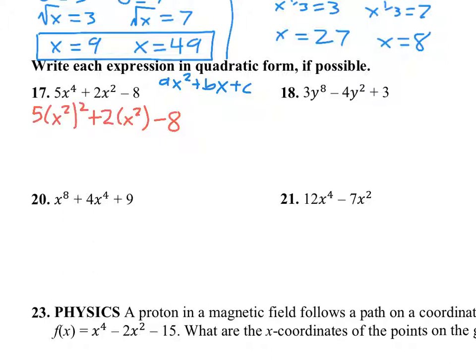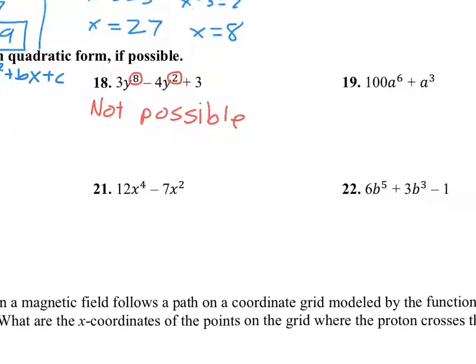Okay, so this is quadratic form. We have a coefficient. The 5 would be the a. So you have a coefficient and then something being squared. And then plus 2 times the same something, but not squared this time. And then minus 8. Alright, number 18 is not possible. In order for you to be able to write it in quadratic form, the exponents have to be double one another. So 8 is not 2 doubled, so that one doesn't work.